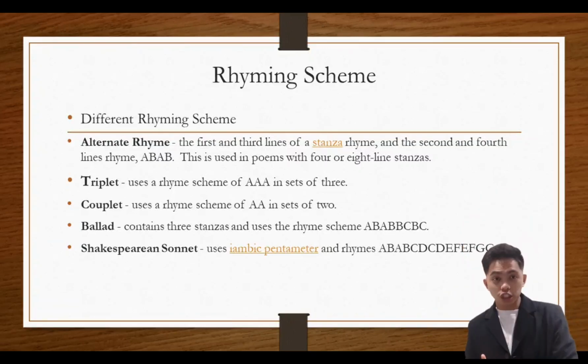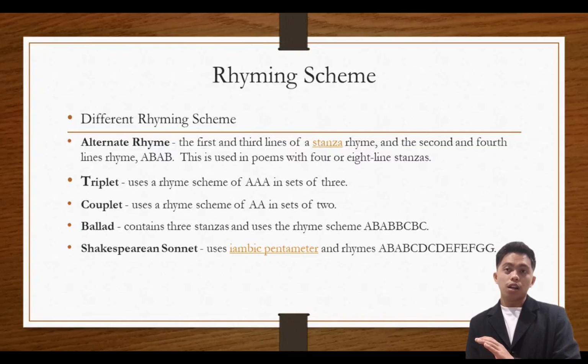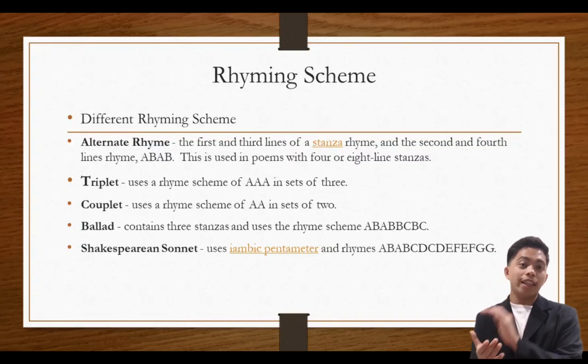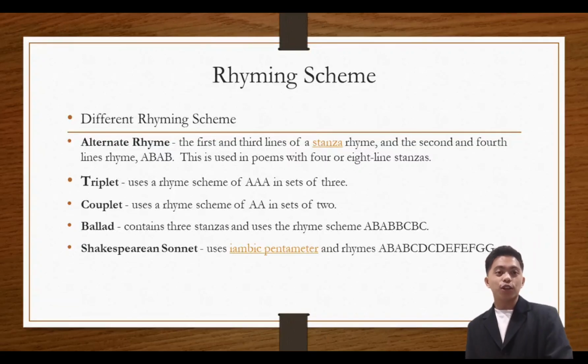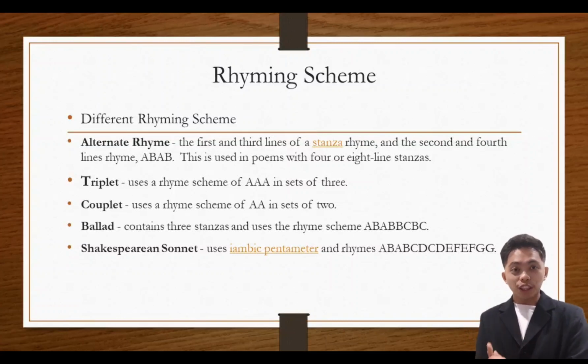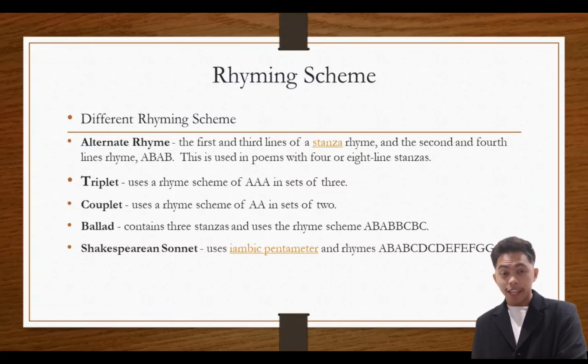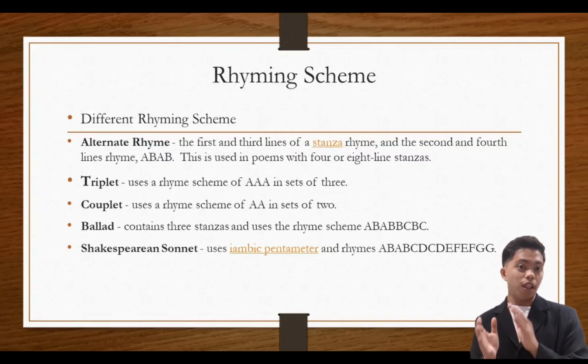Okay, so I'm very sure all of you in class are curious what is an iambic pentameter. Okay, so if we're going to talk about iambic pentameter, it is a line of writing that consists of 10 syllables. It has a specific pattern of unstressed syllables followed by stressed syllables, or short syllables followed by long syllables.